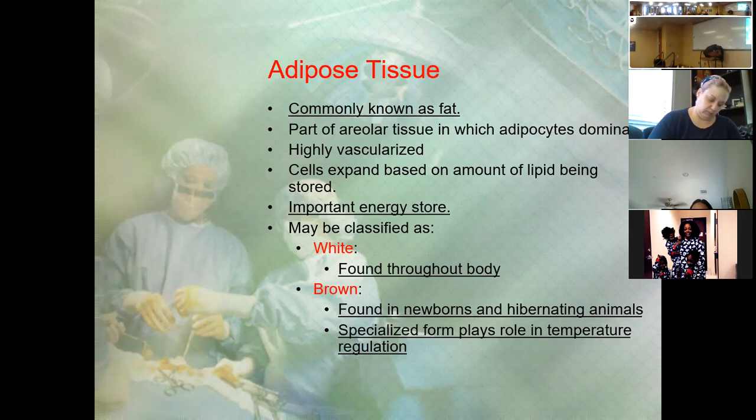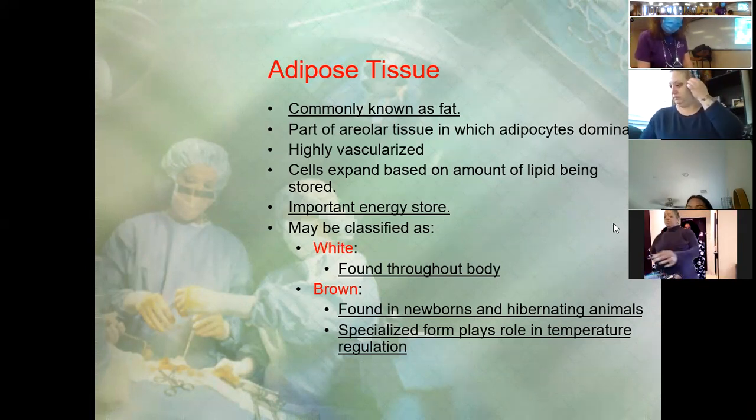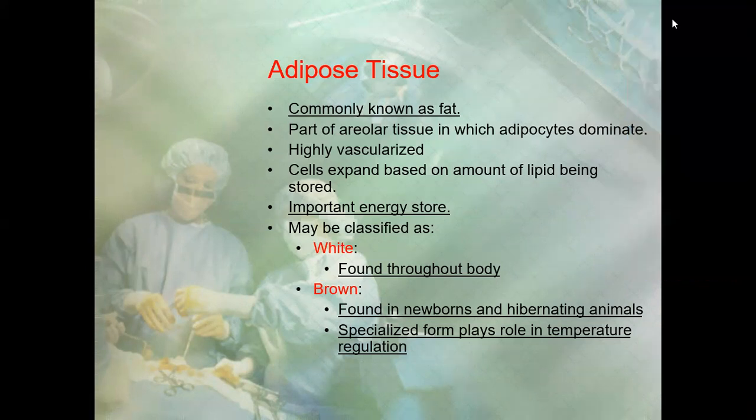All right, so now we're talking about some specific types of connective tissue. The first was our adipose tissue. Adipose, we know, is commonly referred to as fat. We did this slide last Thursday. We're just reviewing. Because we talked specifically about the white fat versus the brown fat.